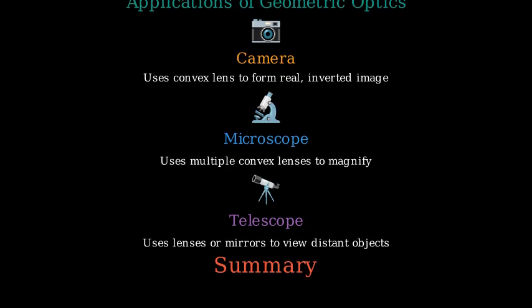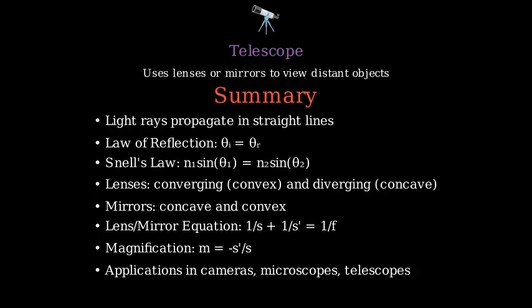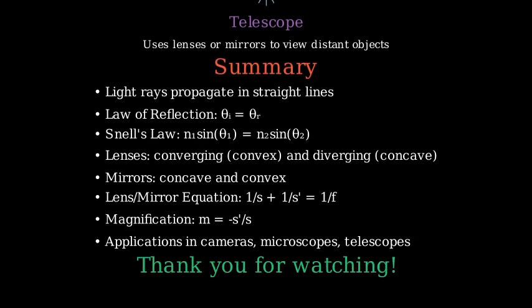Let's summarize what we've learned in this geometric optics review. We've covered light rays, reflection and its laws, refraction and Snell's law, total internal reflection, lenses and mirrors, as well as their equations and magnification formulas, sign conventions, and optical instruments. Remember, geometric optics is all about tracing rays and using simple mathematical relationships to predict how light behaves as it interacts with mirrors, lenses, and other optical elements.